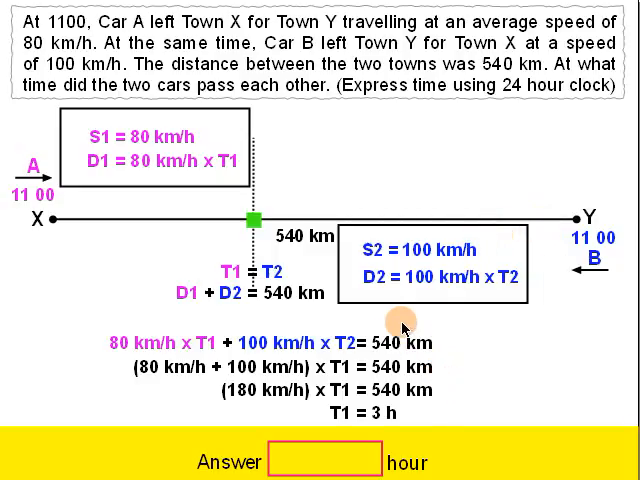3 hours have passed for A and B. They both left at 11 a.m., so 3 hours later is 2 p.m. That is equivalent to 1400 hours in terms of the 24-hour notation. And that's the answer.